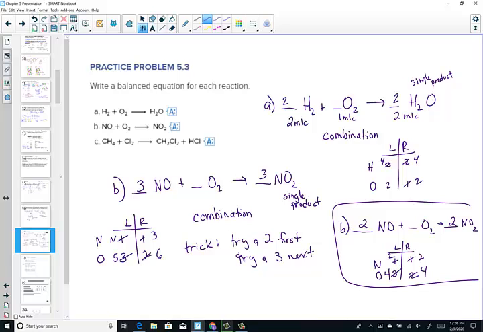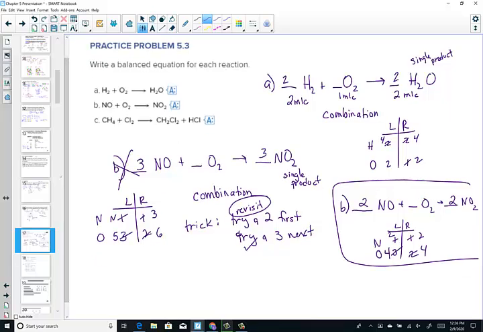When I said a 2 didn't work, I went to try a 3. It didn't work. I went back to revisit my 2 and convinced myself, yep, that makes sense. I can get it to work. So I went and revisited. So my balanced equation is 2 to 1 to 2 for letter B. Okay, how about letter C?